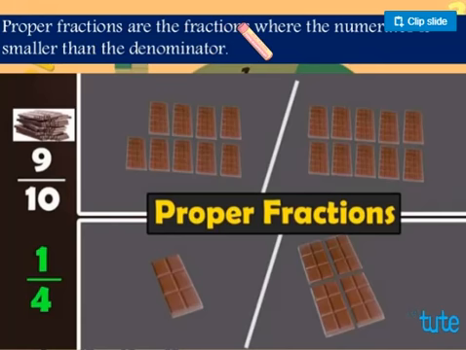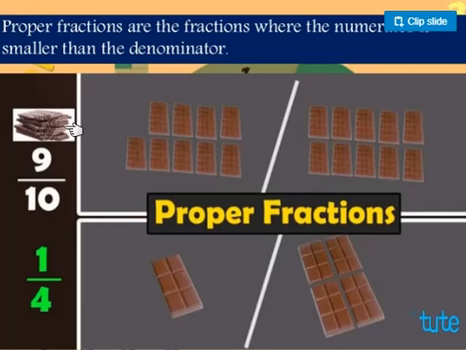Proper fractions are the fractions where the numerator is smaller than the denominator. So over here you can see this is a proper fraction, where the numerator is less and the denominator is more. And all these are proper fractions because the numerator is 9 and the denominators are in tens, hundreds, thousands and 10,000, okay?